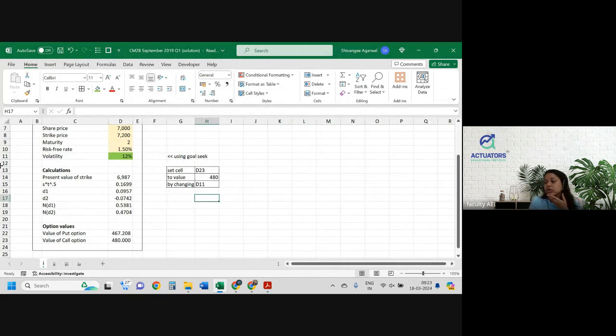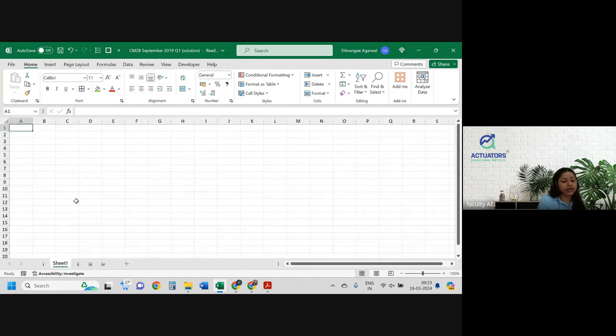Very good. Radhika has mentioned in the chat box B0, which is the value of the bond at time zero, or index or whatever, into e to the power RT. Simple. So I'm not moving to sheet 2. They already have the answer over here. I'll just create maybe another sheet.